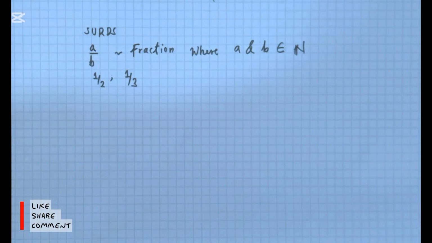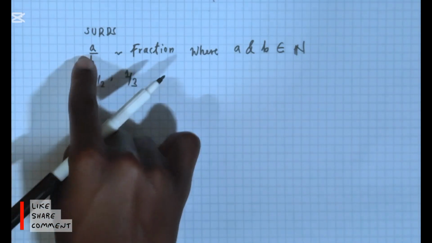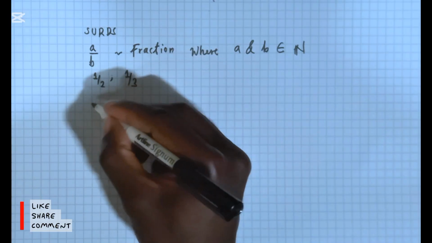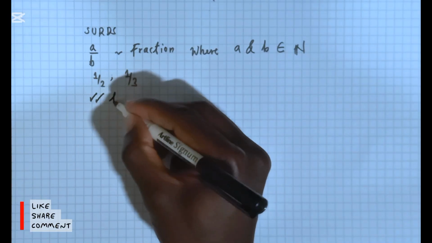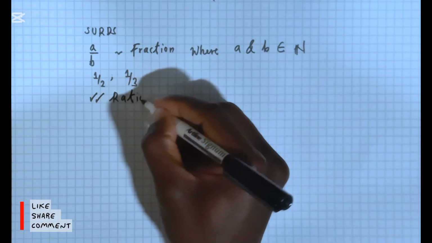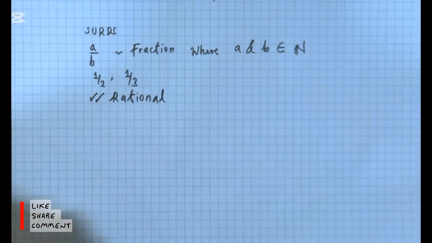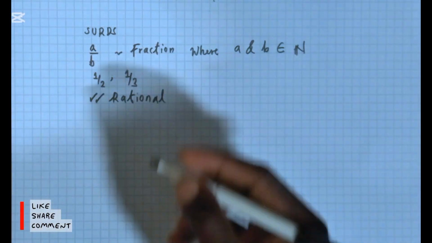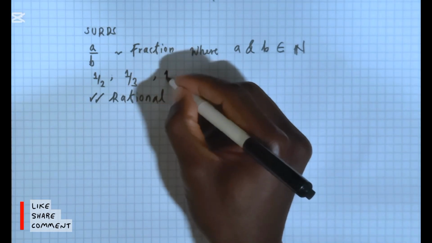Now, I also want to say this: whenever you can write a number in the form a all over b, that is, as a fraction, we say that that number is rational. It qualifies to be called a rational number. It's a number that you can write as a fraction. It may also include a whole number, a number like 1.